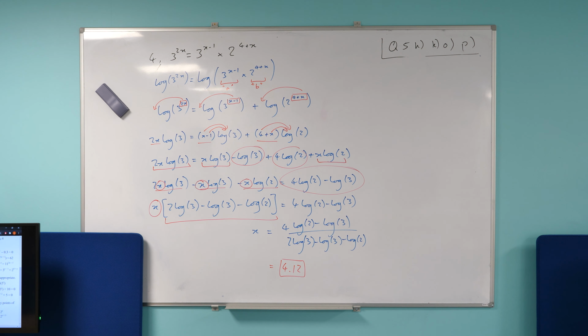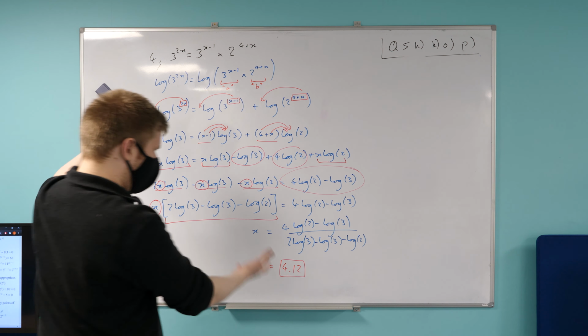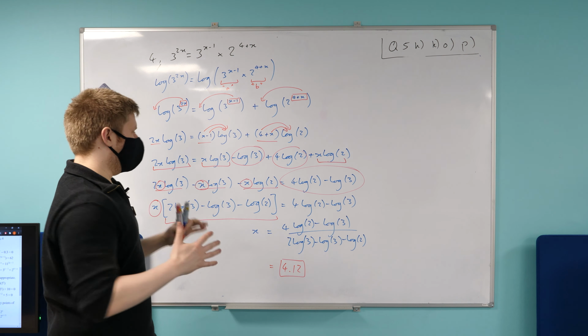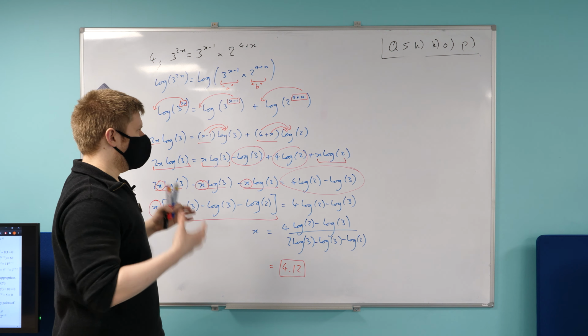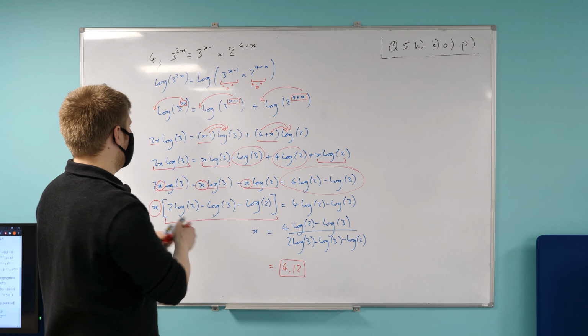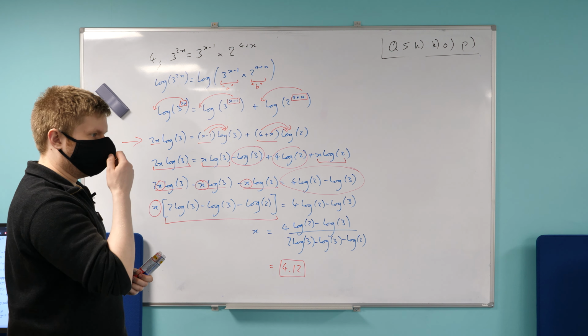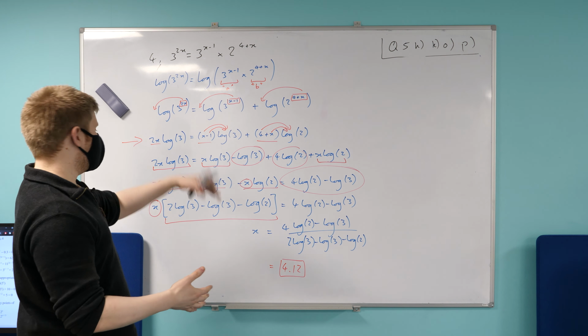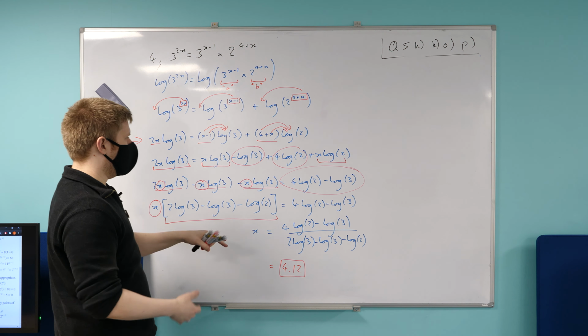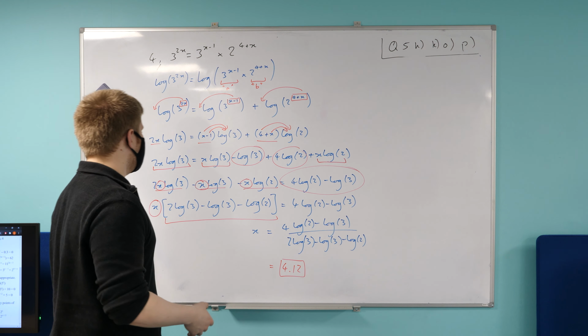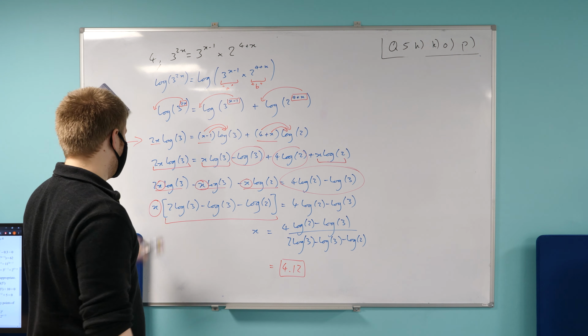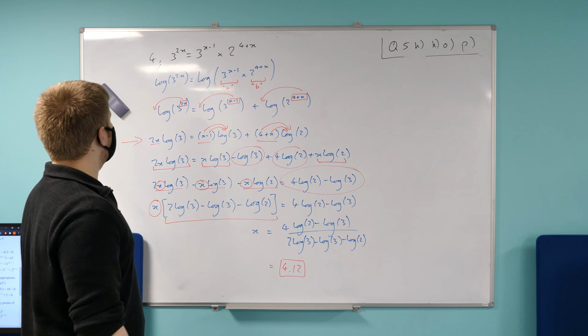So again, it looks big, it looks horrible, but the reason that makes it big and horrible is the fact that you're doing a lot of algebra. Really, once you've used all your laws of logarithms, I'm just treating anything with a log in, so log 3 or log 4 or log 2, as a number. And then it's just algebra from there on out.